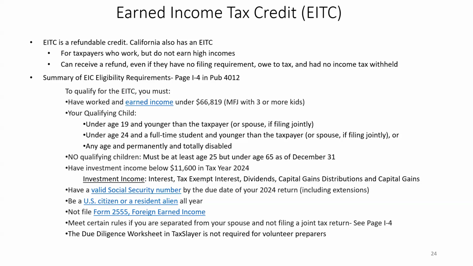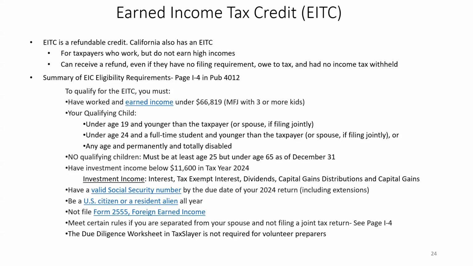Now, generally in the VITA program, you're going to have individuals who receive the EITC because they have a child or multiple children. If you have someone who's single and they don't have kids, they can still get EITC. However, there's an age limitation, and the general rule is they have to be at least 25 and under 65. So you will see that for very low income individuals.